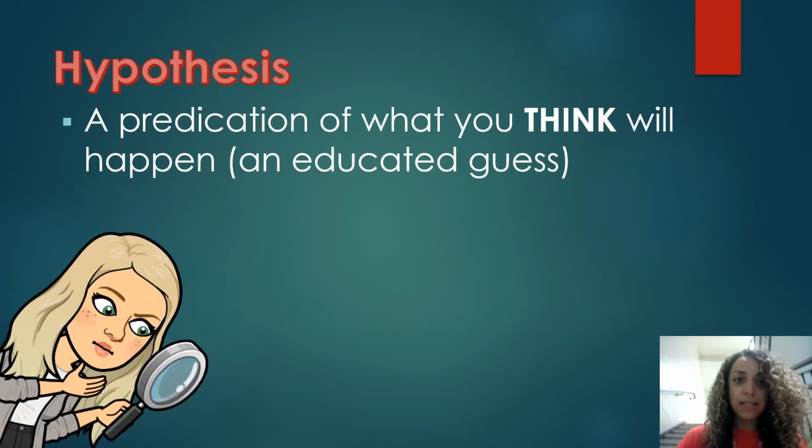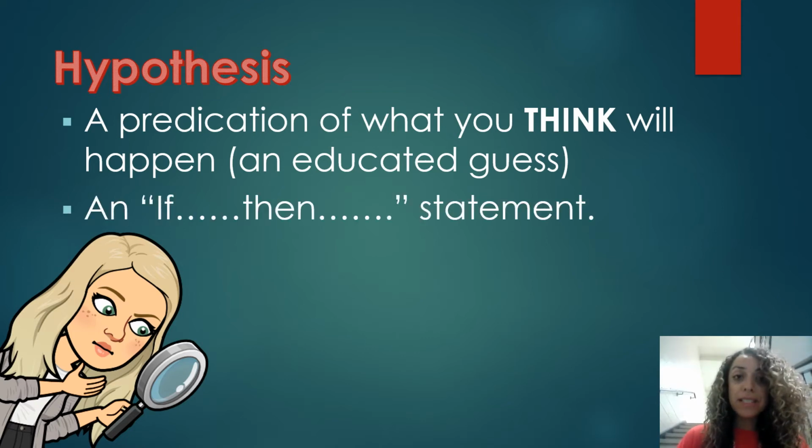Next comes our hypothesis. A hypothesis is a prediction of what you think will happen. It's an educated guess. We write our hypotheses in an if-then statement. So if we go back to the example of sleep affecting test scores, then I may write my hypothesis as: if a student sleeps more, then their test scores will be higher. That is my prediction of the relationship between test scores and sleep.